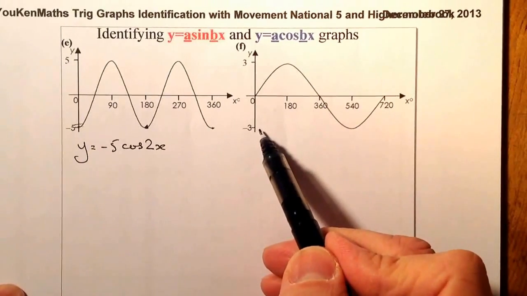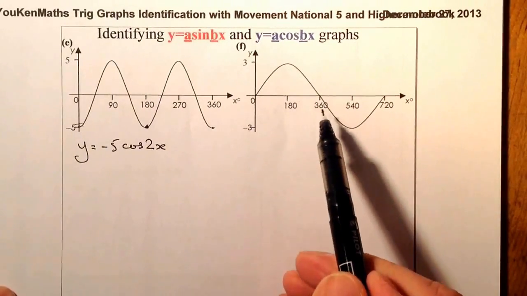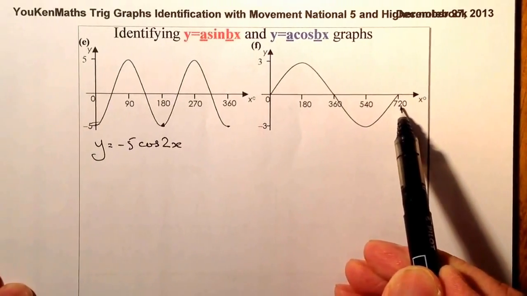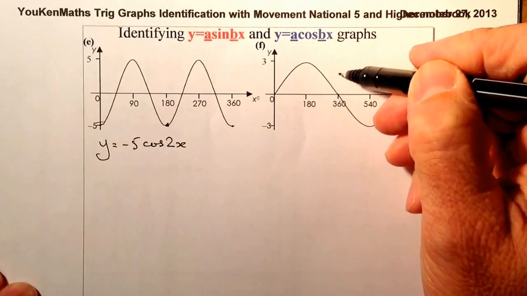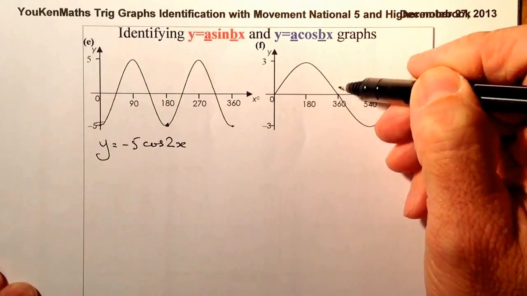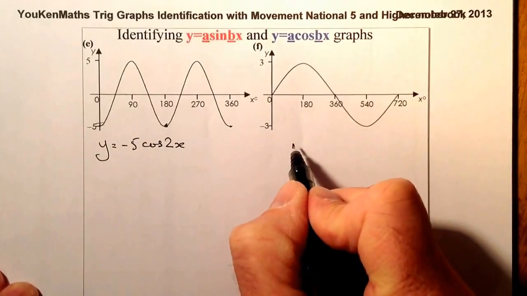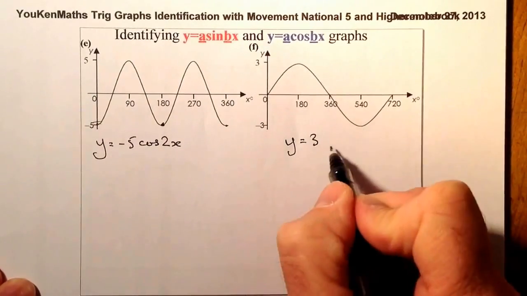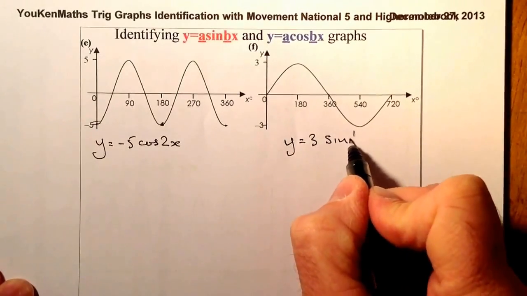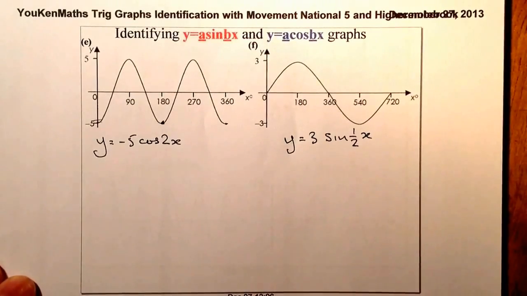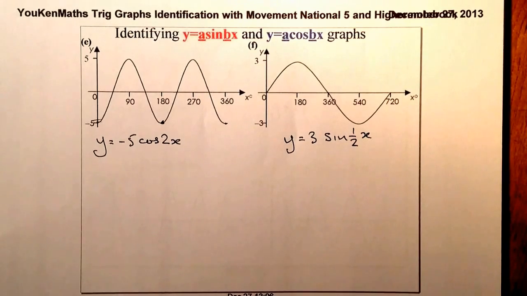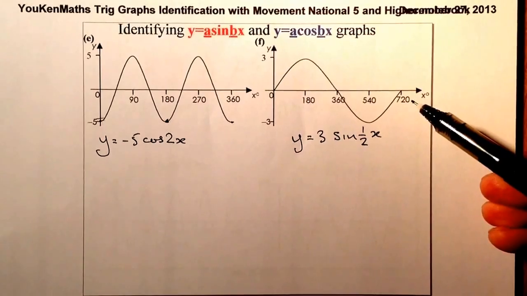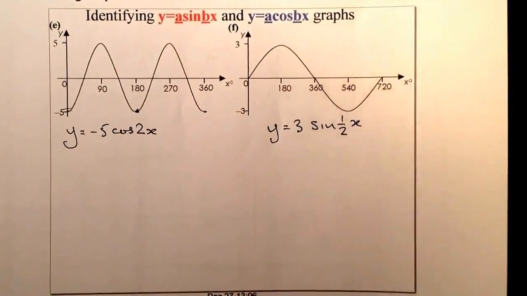It goes up to 3 and goes to minus 3, but remember, be careful about the x-axis. This x-axis goes up to 720, so normally what I would have is 1 cycle to here. I've only got half a cycle, so this graph here will be y is equal to 3, because of the movement this way, it's a sine graph, and it's going to be a half x, because I've only got half a cycle in 360 degrees. So don't be thrown by what you see there. If you just assume that that's 360, then you may get that one wrong.